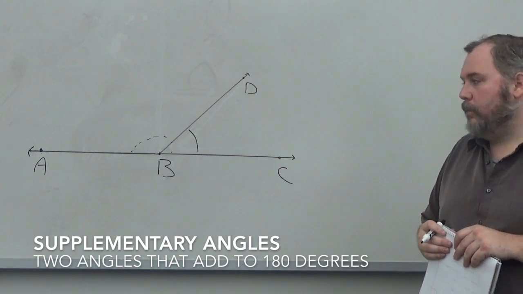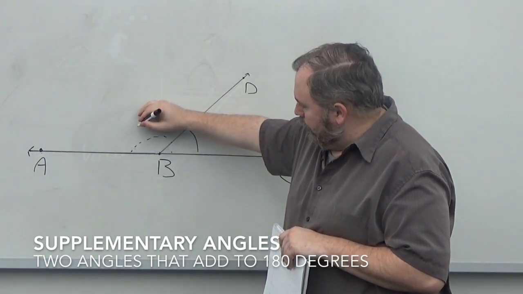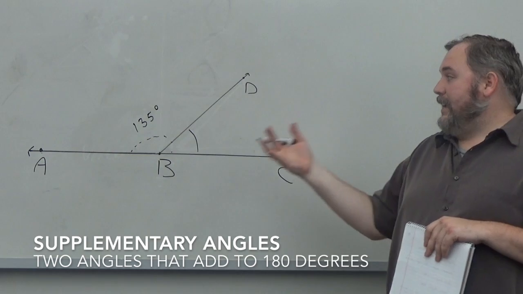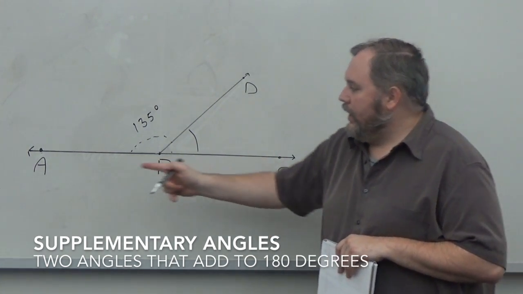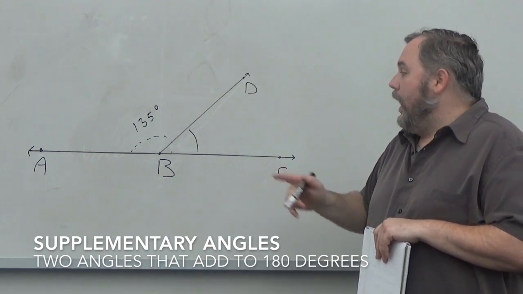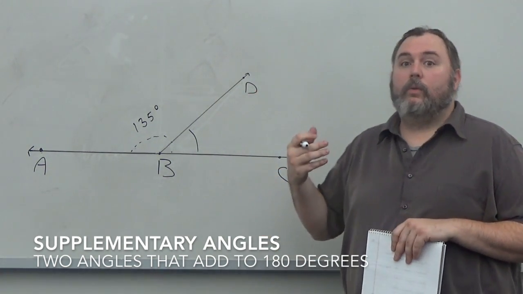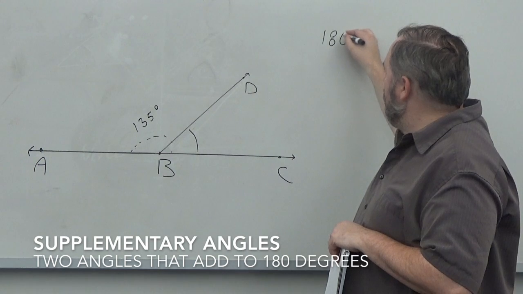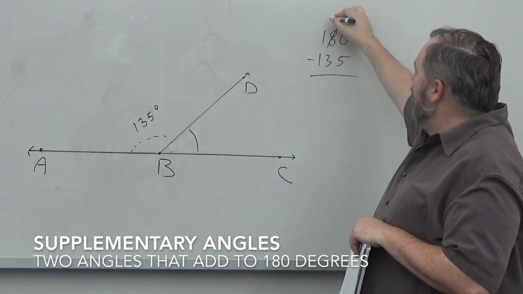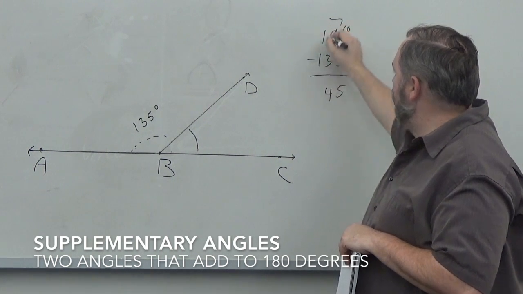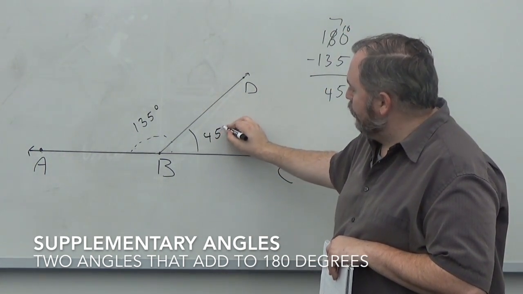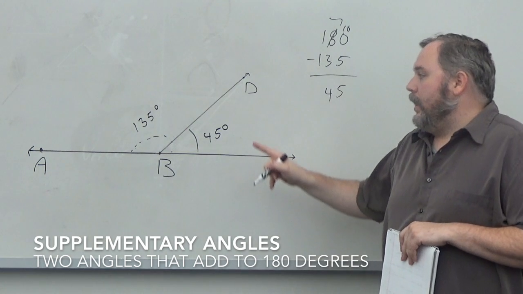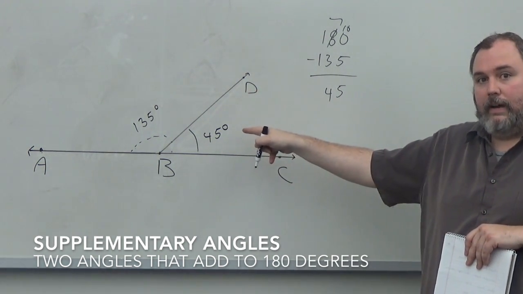Now, for the sake of argument, let's just say that ABD is worth 135 degrees. Well, we know that these two are supplementary angles. So if angle ABD is 135 degrees, how do we find what DBC is? Well, we simply subtract. What's 180 minus 135? We know how to do this. That will become a 10. That's a 5. That's a 4. Those go away. So we find out that this is 45 degrees. So angle ABD is 135 and its supplement is angle DBC, which is 45 degrees.